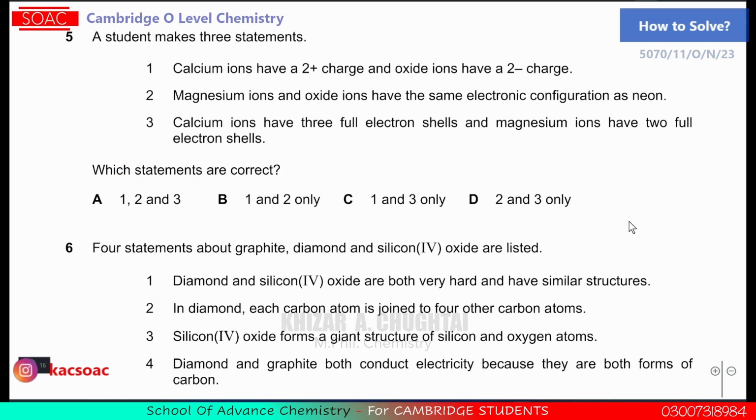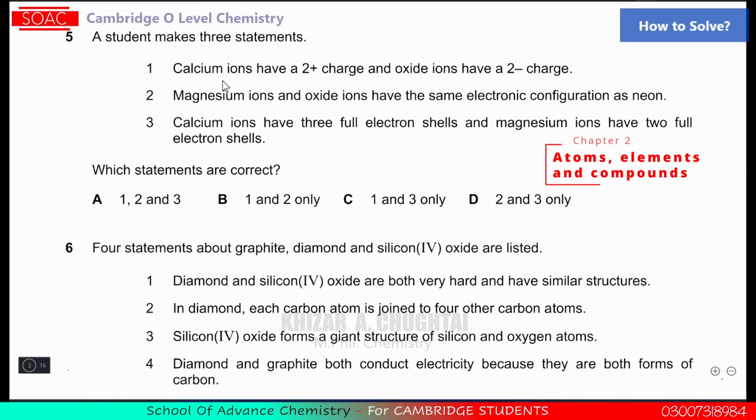Question number 5. A student makes 3 statements. Calcium ion has a 2 plus charge and the oxide ion has a 2 negative charge. It's true. Calcium belongs to group number 2, so it makes a calcium 2 positive ion, and oxygen belongs to group number 6, so it makes a 2 negative charge ion.